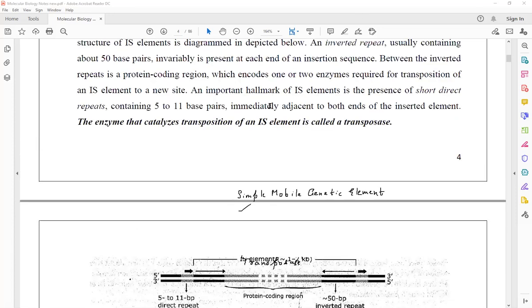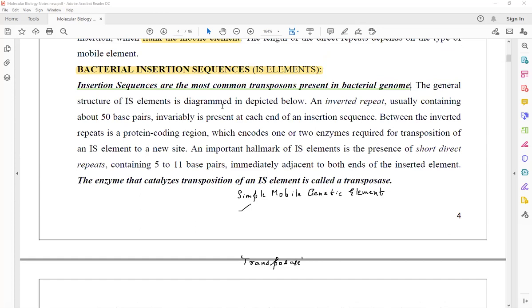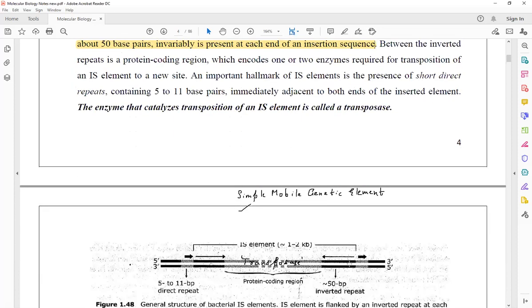Just reading line by line. The IS element is diagrammatically depicted below. It consists of inverted repeat sequences of about 50 base pairs, invariably present at each end of the insertional sequence. These repeats are called short direct repeats. These are the inverted repeats, and then there is the direct repeat. The presence of a direct repeat is a hallmark of all the different transposons.